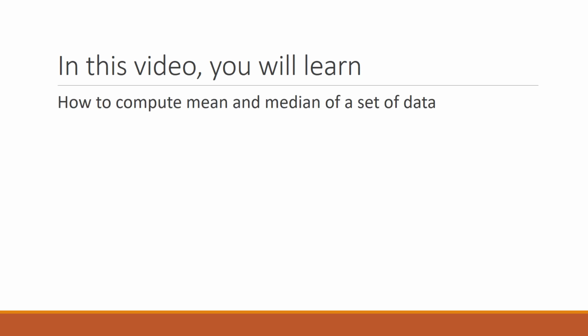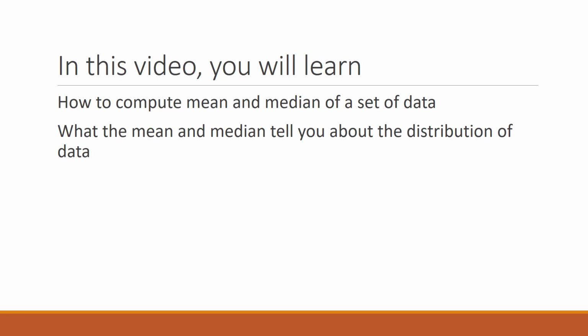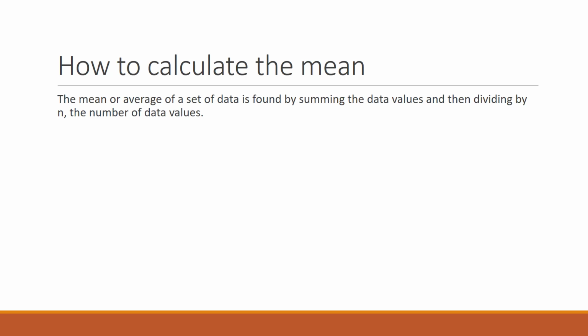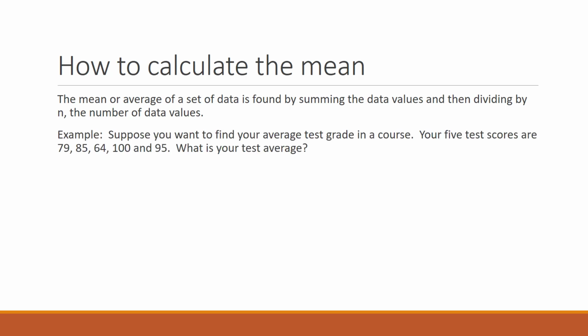In this video, you will learn how to compute the mean and median of a set of data, and you will also learn what the mean and median tell you about the distribution of data. Let's start by learning how to calculate the mean or average of a set of data. The mean or average of a set of data is found by summing the data values and then dividing by n, the number of data values.